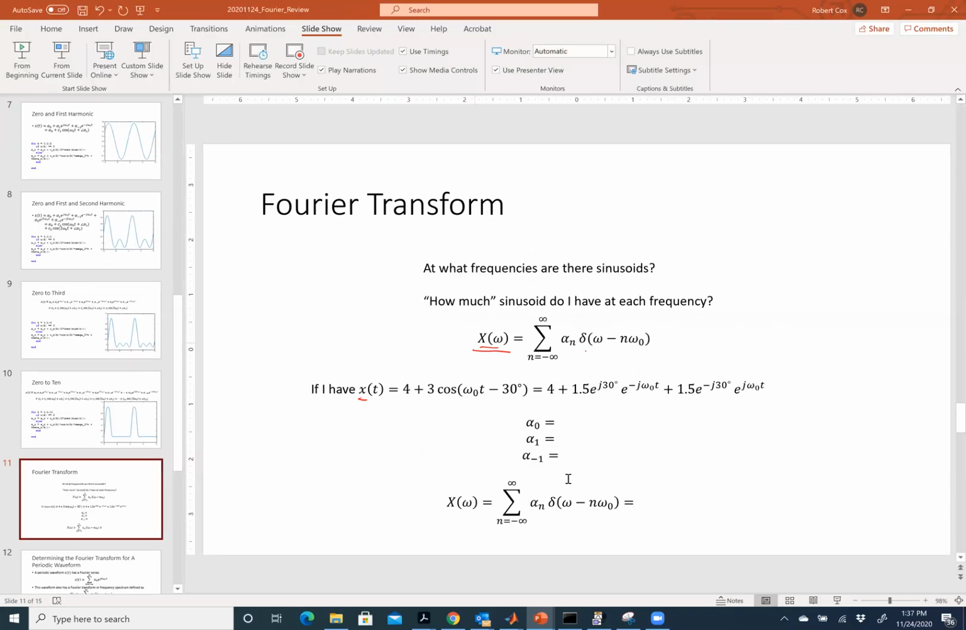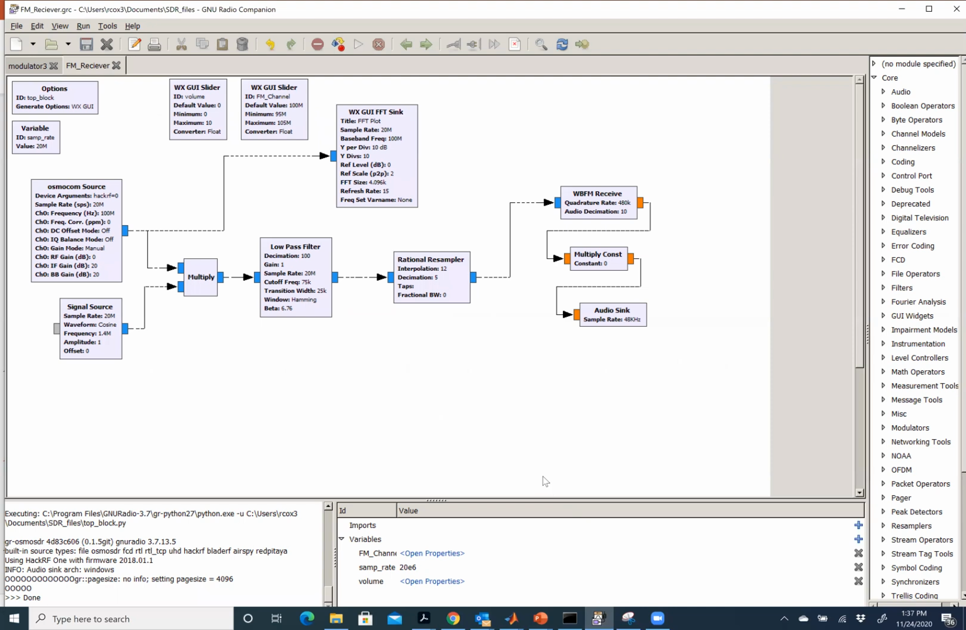So I have set up something I did way back at the beginning of the semester. I was showing you guys, I've got a radio hooked up to my computer, and this is a program going into that radio, and I'm going to run this thing right here. Before I run it though, this block says WX GUI FFT sync. It is computing a Fourier transform, and it's an FM radio that I've made.